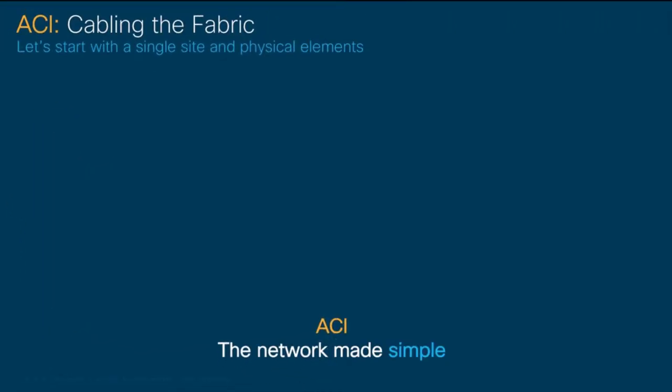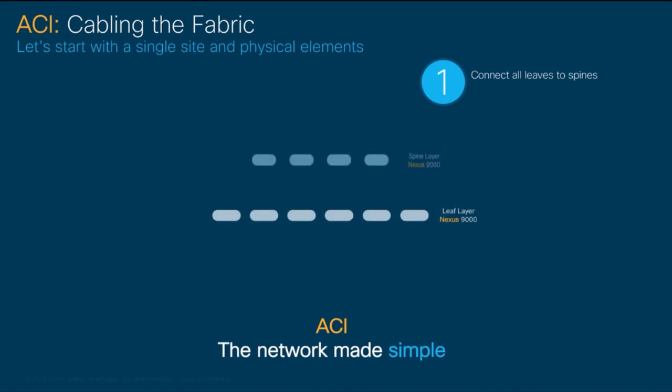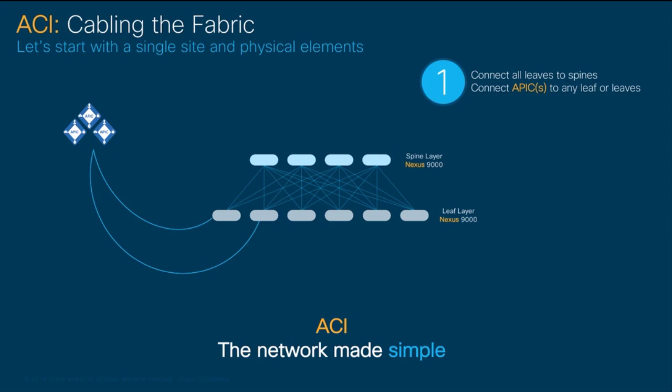After understanding the elements of an ACI fabric, it's time to cable them. The objective of this module is to have all leaves connected to all spines. Notice there is no connectivity between spines or between leaves in ACI in order to allow layer 2 equal cost multipathing within the fabric using VXLAN. The other objective is to connect the physical APICs to any leaf or leaves to allow automatic fabric discovery from them. If you will use virtual APICs in your environment, set up the physical APICs first as shown here, and we will cover the virtual APIC setup later in another sub-module.